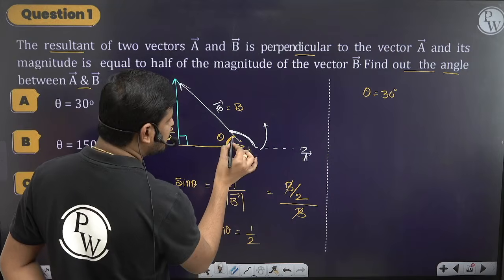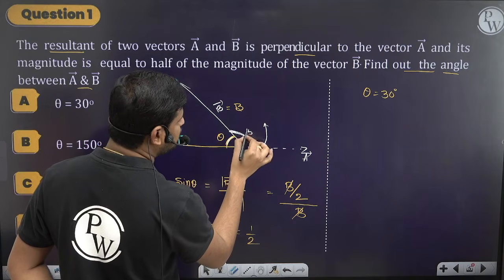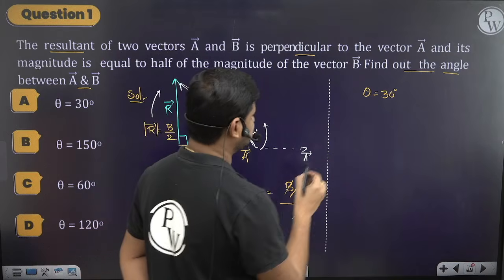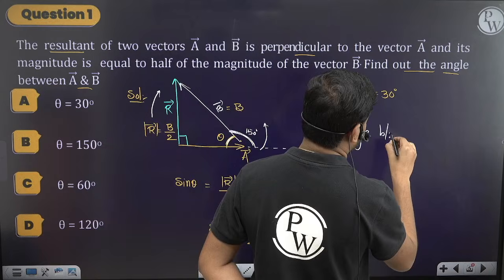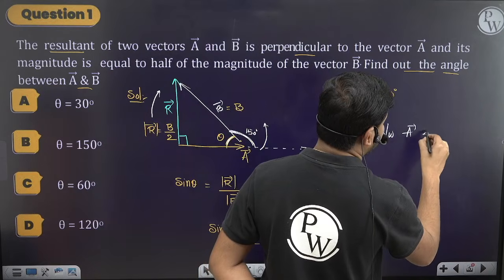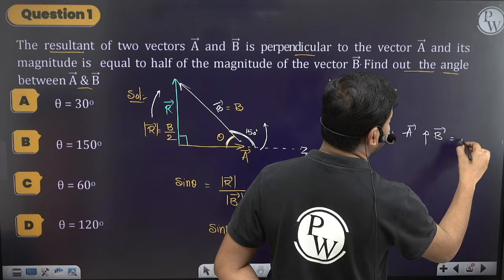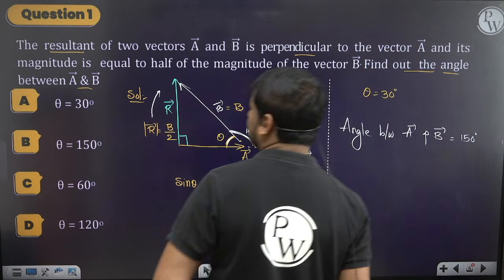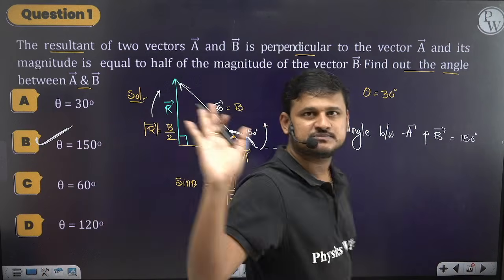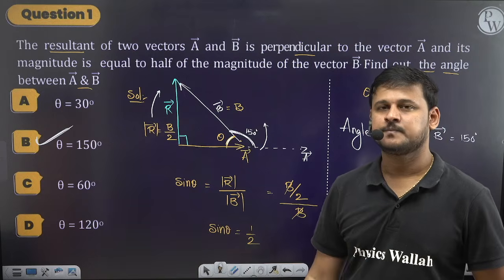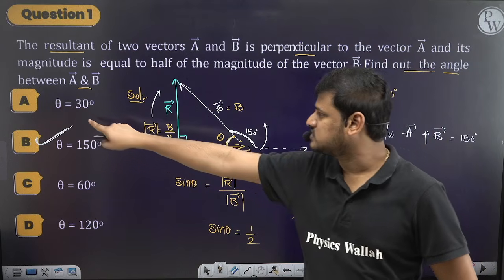So what will be this angle? If it is 30, then obviously this is going to be 150 degrees, right? Therefore the angle between vector A and vector B is going to be 150 degrees, not 30 degrees. The first option they will give is 30 only. When you get 30, you will just blindly put 30 degrees. The examiner also knows that.